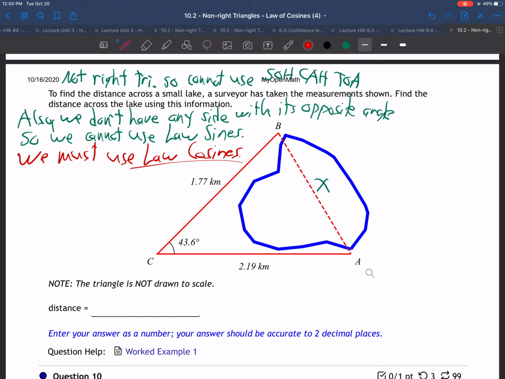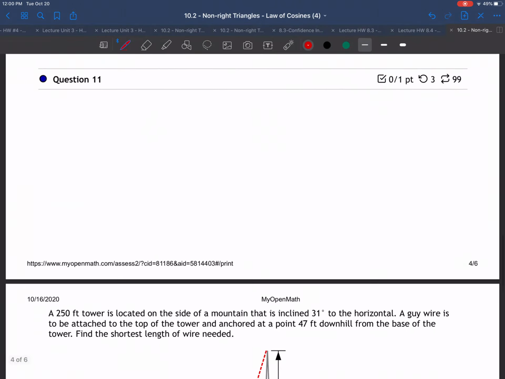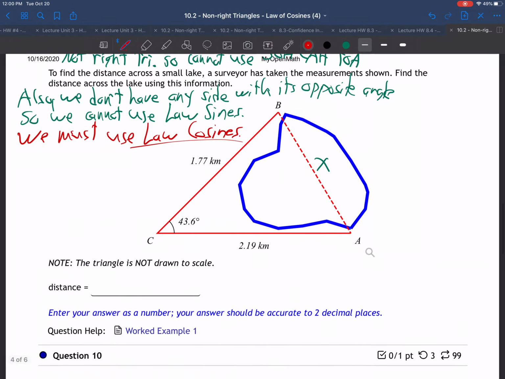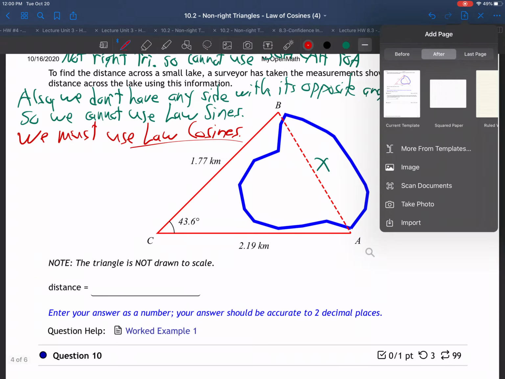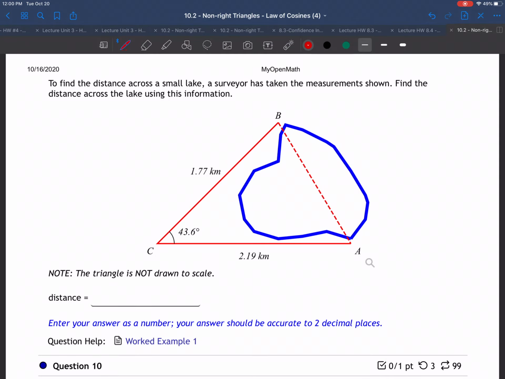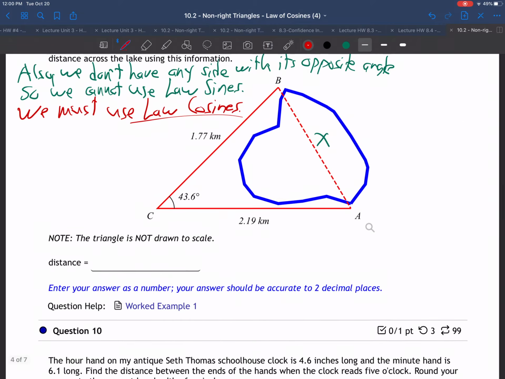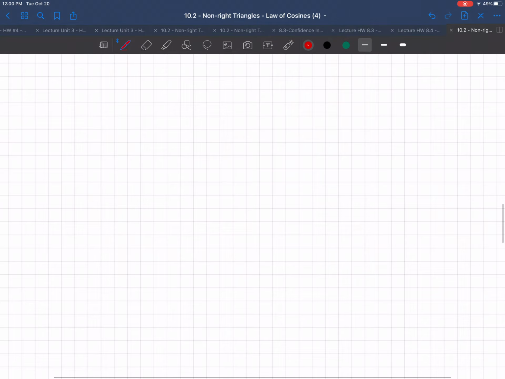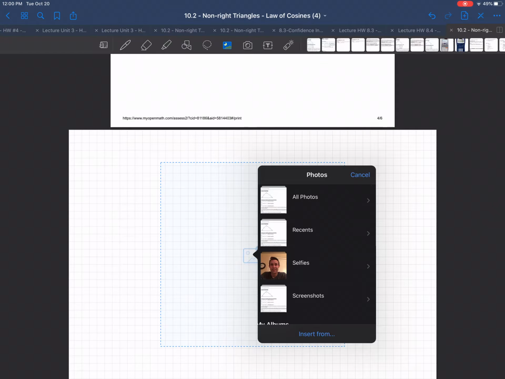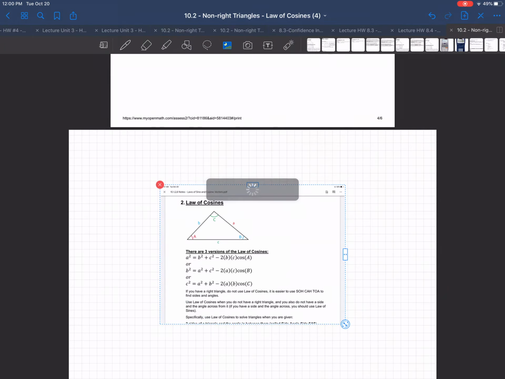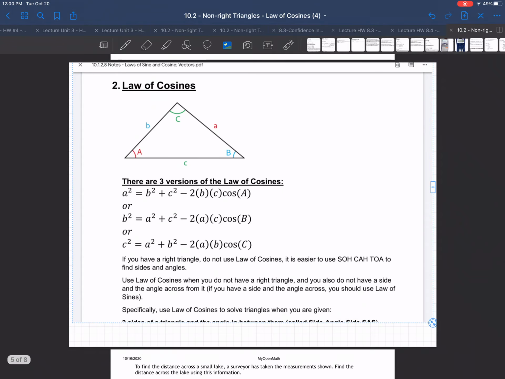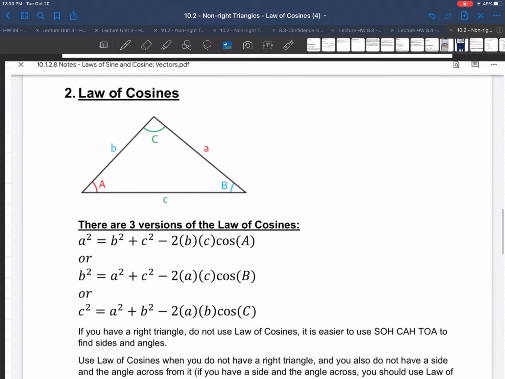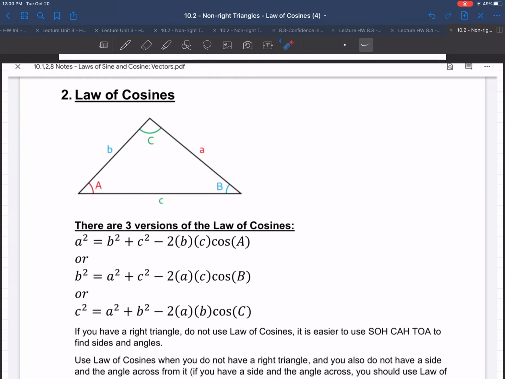Okay, so how are we going to use law of cosines on this one? Well, it's not here actually. Let me add it in here. Oops, that was a mistake. Let me try that again. Okay, let me add in here the law of cosines. There it is. Make it a little bigger. Okay, here's the law of cosines. This is from the notes, from the chapter 10, 1, 2, and 8 notes, law of cosine.